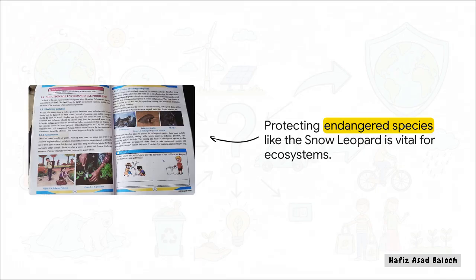A healthy ecosystem needs all of its parts to work. When species start to disappear because of these changes, it weakens the whole system. So protecting them isn't just about the animals, it's about keeping our entire planet healthy.